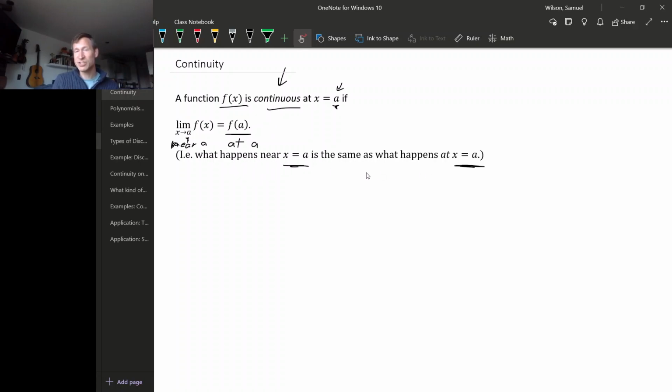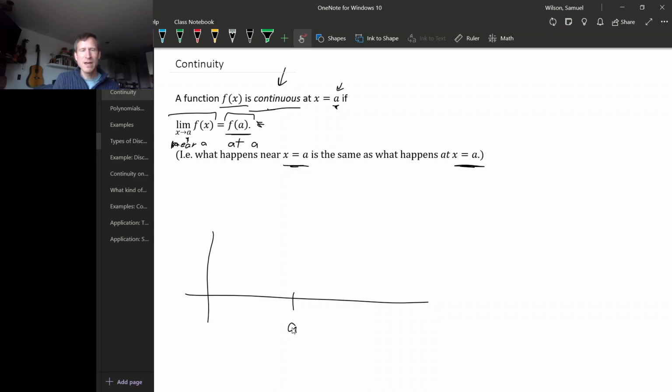The word continuous might not make a ton of sense at first, but if you draw the geometric situation that this is describing, you'll see that the choice of the word continuous is a good choice. So suppose that we're in this situation where we have some function where the limit at a is the same as the value of the function at a.